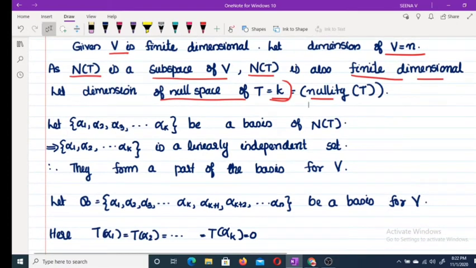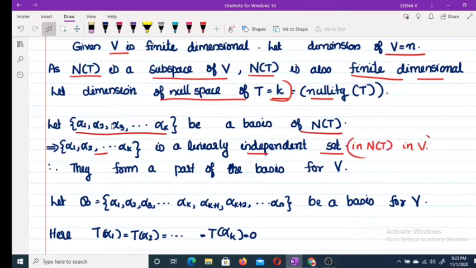So, what is the meaning of that? Dimension k means there exists a basis consisting of k elements. Let alpha 1, alpha 2, etc., alpha k be a basis of N of T. Okay. Now, basis means this is a linearly independent set in N of T actually. Okay. And it is also linearly independent in V. Okay. So this is a linearly independent set in V, which implies they form a part of a basis for V. We have that result. Any linearly independent set forms a part of a basis.